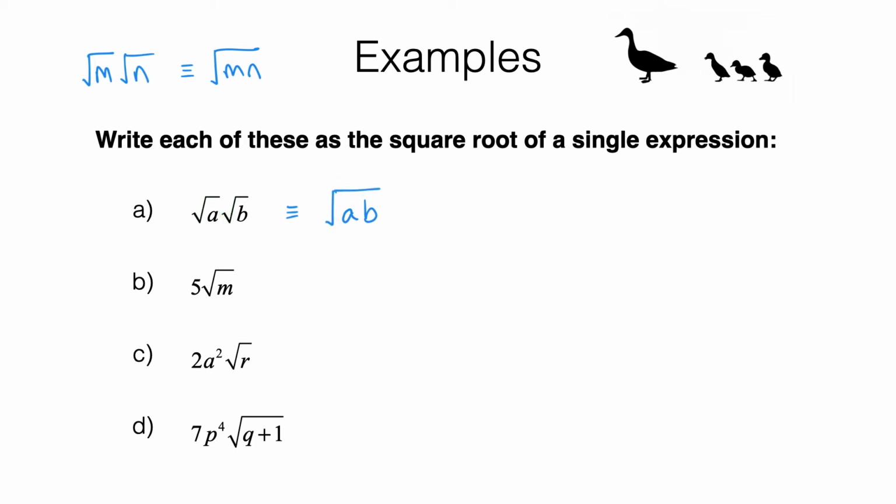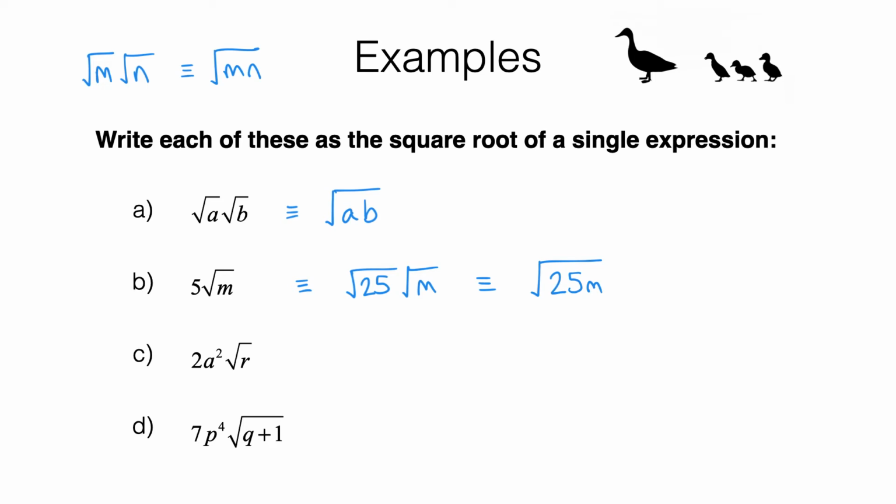Now, let's compare that with question B. Here we've got 5 multiplied by the square root of m. Notice the 5 is not inside a square root. We've got 5 multiplied by the square root of m. But what I can do is rewrite the 5 as the square root of 25. So that means 5 root m is root 25 multiplied by root m, and now I've got a product of square roots, so I can combine them into a single square root and I get the square root of 25 times m, which is 25m.